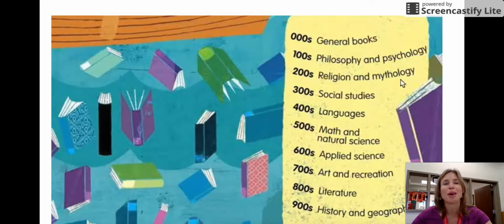So just to recap, last week we talked about the zeros, 100s, 200s, 300s, and 400s. This week we focused solely on the 500s, math and natural science books, all in the 500s in our library. I want to challenge you today to try to find a book that you'll love out of the 500s.